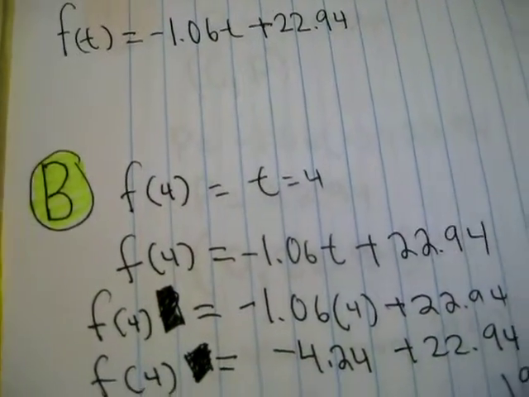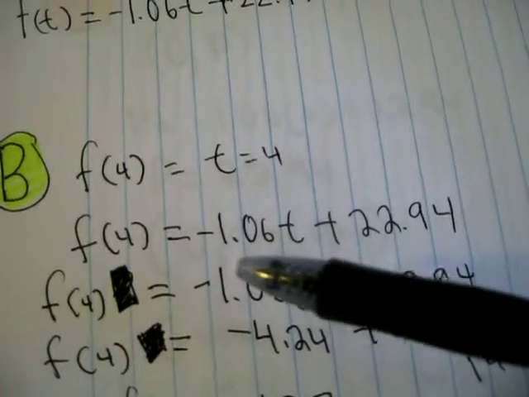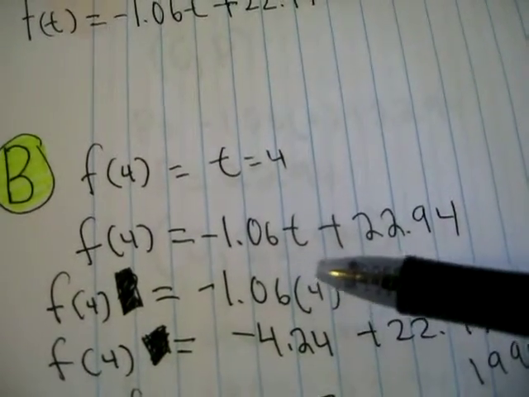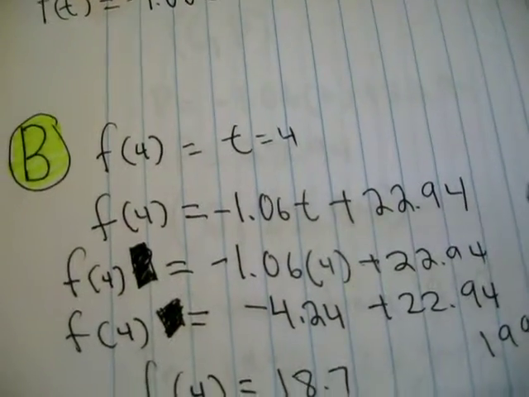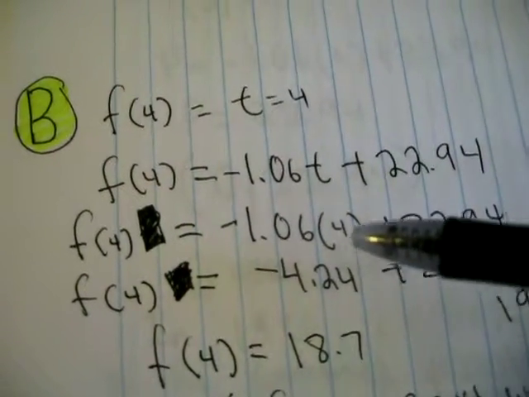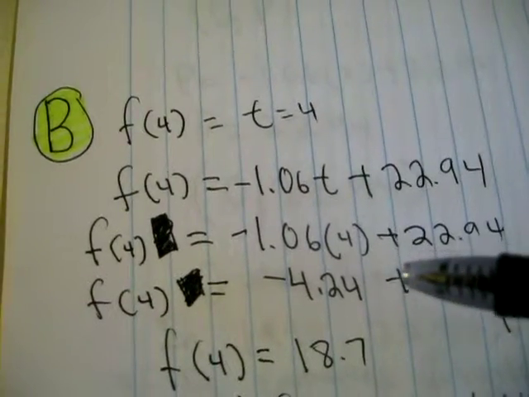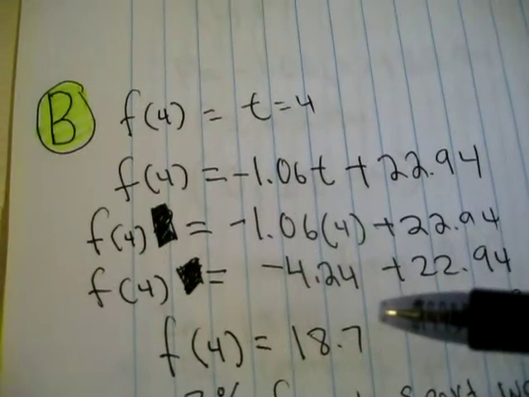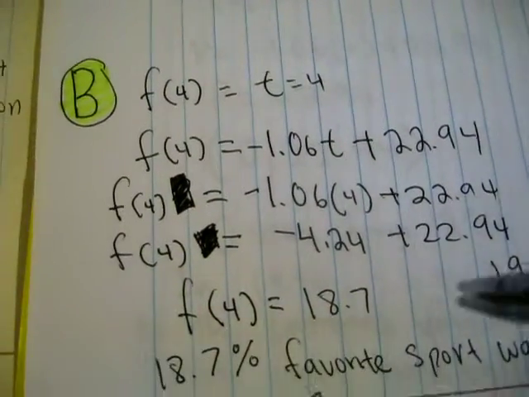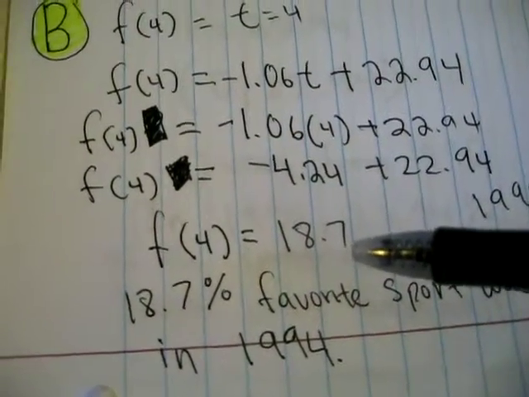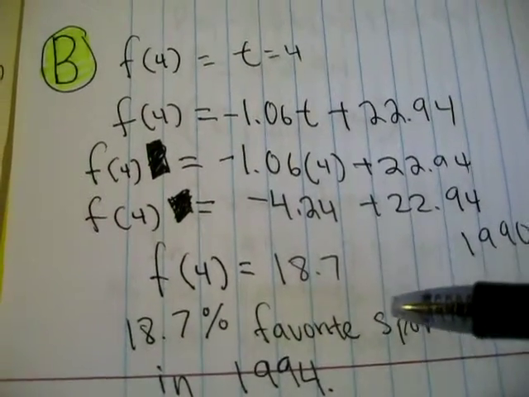So we plug that into our problem. f(4) equals negative 1.06t plus 22.94. That's our normal equation, and we plug in 4 for t. And so negative 1.06 times 4 is negative 4.24, and plus 22.94 equals 18.7. So f(4) equals 18.7. And what does that mean?